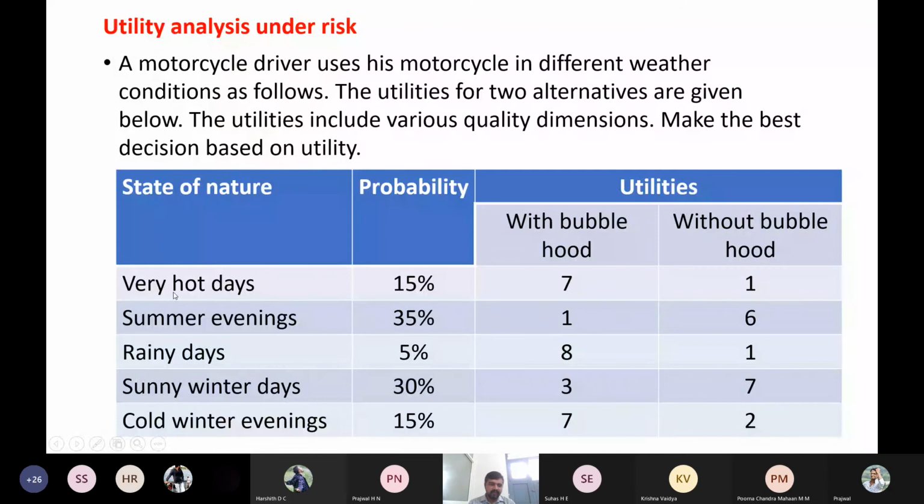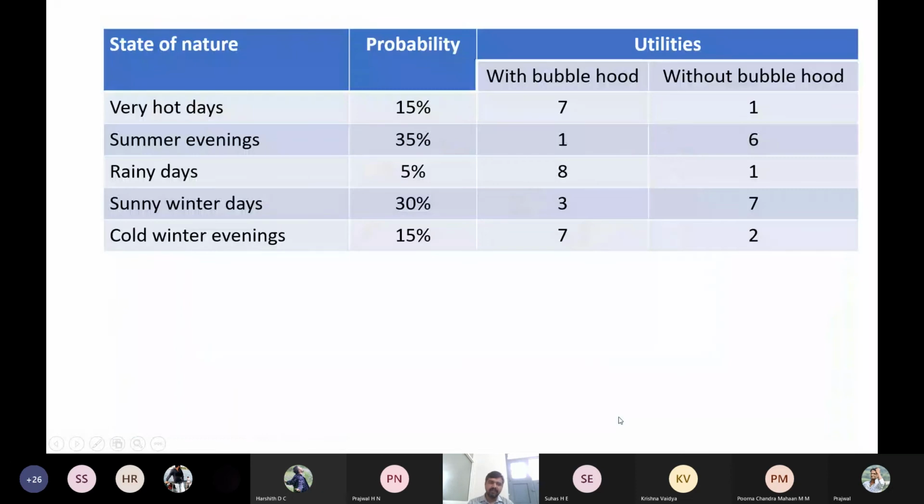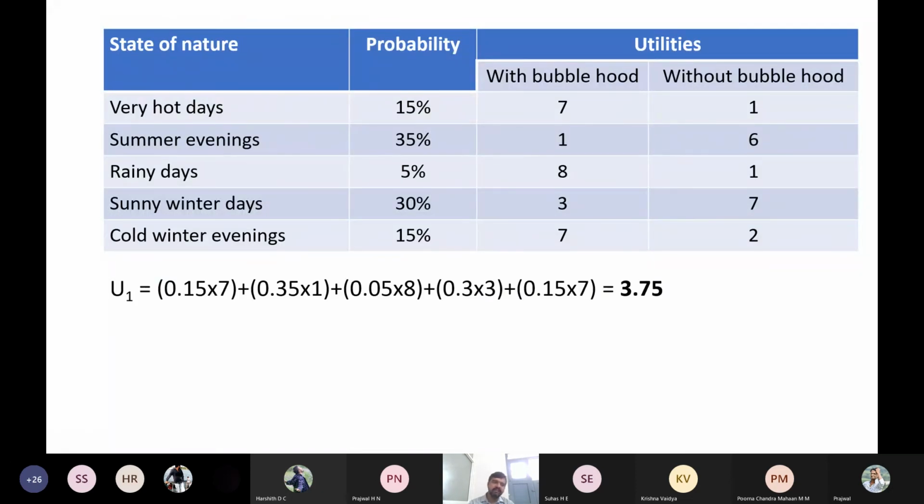A person who is going to buy this bike is going to use it for very hot days, 15% probability, summer evenings 35%, rainy days 5%, sunny winter days 30%, cold winter evenings 15%. So various, different weather. He is using that bike, and these are the probabilities. Next, based on that, they have given the utilities, which are nothing but utility values or preference numbers. They have already given the preference numbers. Next, you have to multiply and add the values.